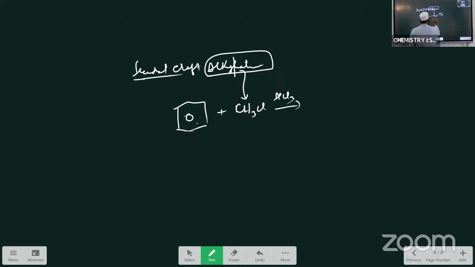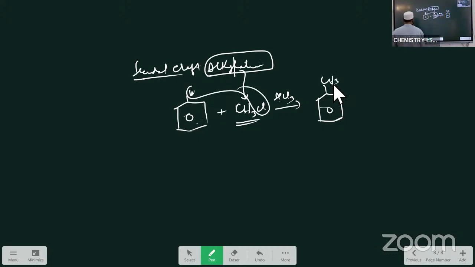When benzene is treated with alkyl halides in the presence of AlCl3, the reaction happens like this: H leaves with Cl, and CH3 is substituted on the ring, and you will get the alkyl benzene. This reaction is called the Friedel-Crafts alkylation reaction.